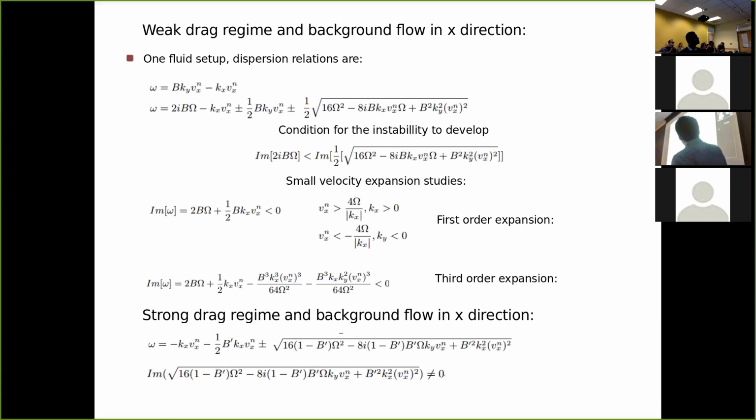And we can also make a third order expansion, and there appears a new dependence on the wave factor in the y direction, meaning that this instability acts not only in the simple x direction, but in a plane that is perpendicular to the rotational axis of the star. And we also find a similar instability in the strong drag regime, and this is the condition for this instability to develop.